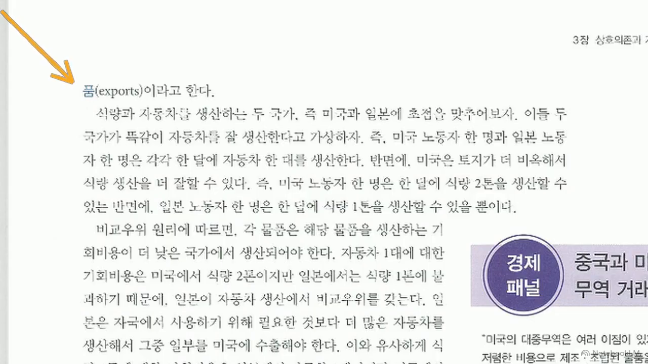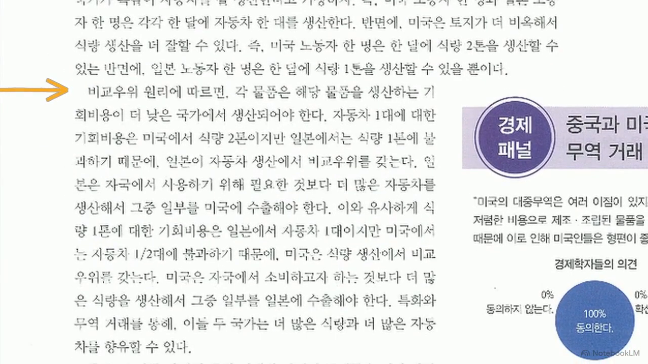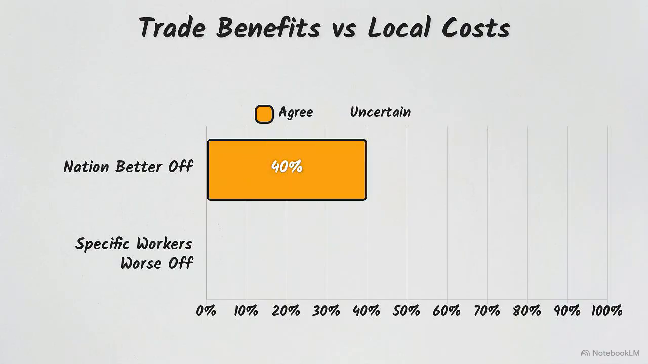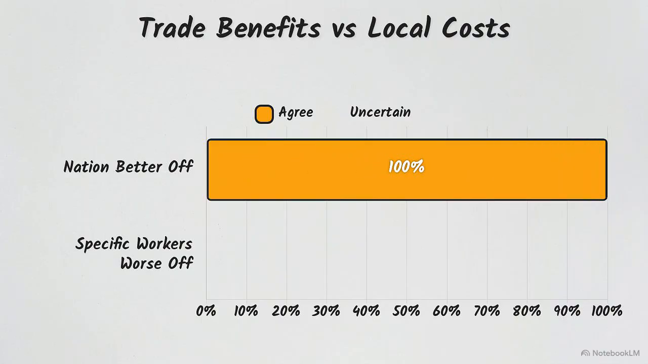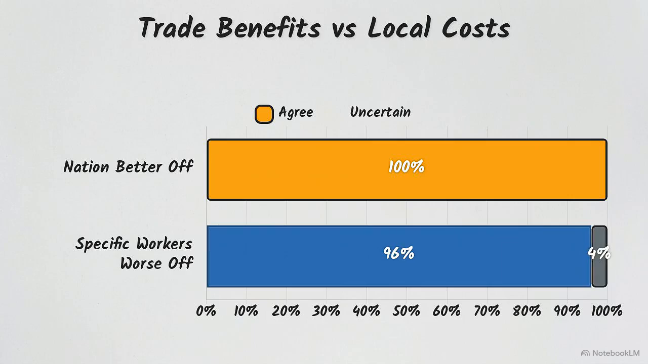When countries like the US and Japan focus on exporting what they have a comparative advantage in, the overall economic pie grows. Look at this top chart. It shows that 100% of surveyed economists agree buying cheaper foreign goods leaves the nation as a whole better off. But let's look right below it.